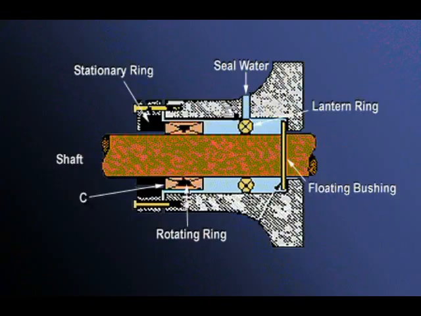Mechanical seals may also be cooled and lubricated with seal water, as demonstrated in this figure. The label C indicates the wearing surface. Note that a floating bushing has been added. This bushing helps reduce the flow of water.